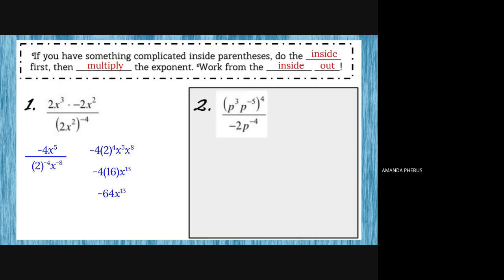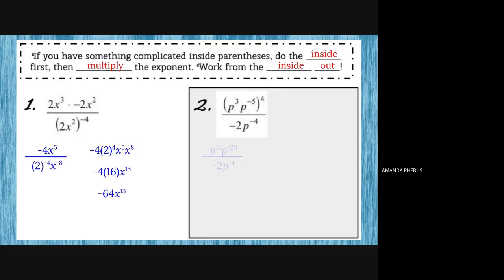But again, it's not the order in which you do things necessarily. It's kind of what are you allowed to do and can you do that? So on number 2, you have a couple of options. You could go ahead and multiply everybody's exponent by 4, or you could actually combine these p's since they have the same base by adding their exponents and then dealing with the 4. So you've got some options. That's what I want you to start thinking about.